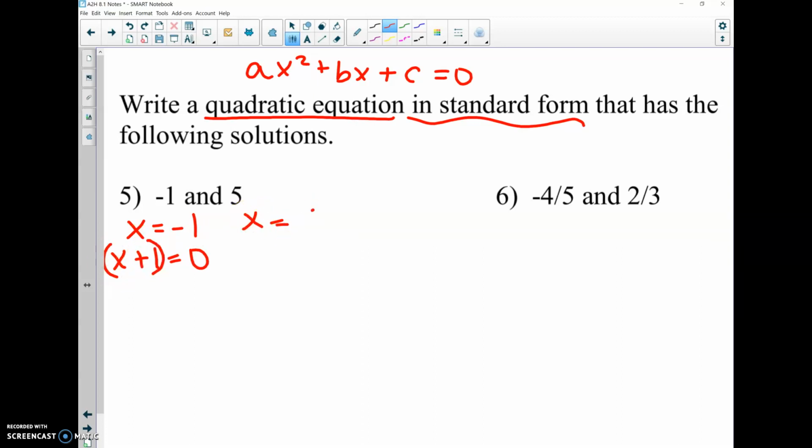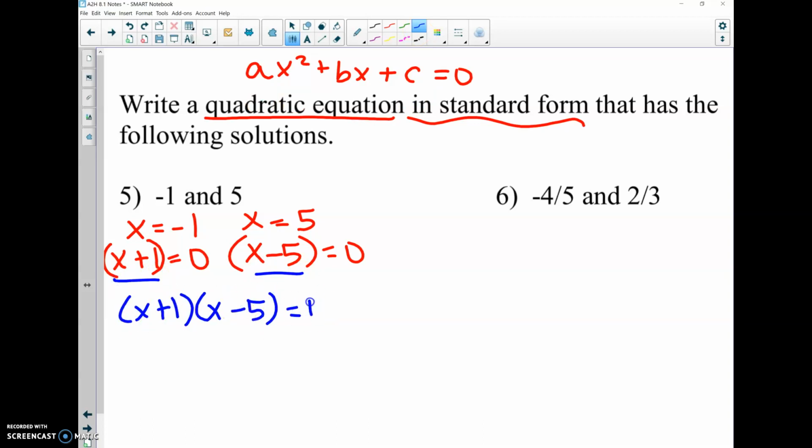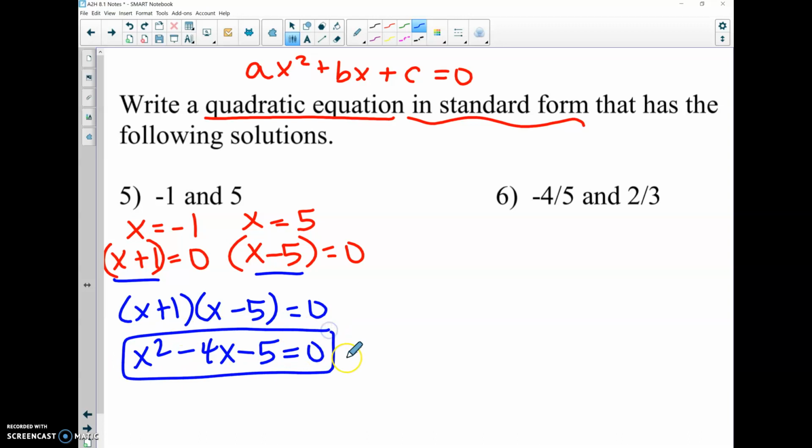Likewise, if 5 is a solution, what would your other factor be? Your other factor would be x minus 5. So your quadratic equation in standard form, we have to take these two factors and multiply them together using FOIL to get it to standard form. So x squared, negative 5x, positive 1x would be negative 4x minus 5. So this would be the equation that has negative 1 and 5 as solutions.